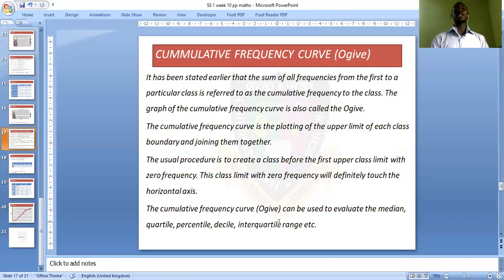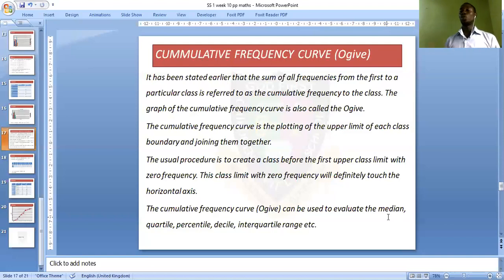So the cumulative frequency curve OGIF can be used to evaluate the median, quartile, percentile, decile, and interquartile range. But we will be looking at them in the next class, because the next class carries all this information about percentile, quartile, decile. So I will teach you that in the next class. For the sake of this class, we just look at the curve. But this is what the curve can be used to evaluate.